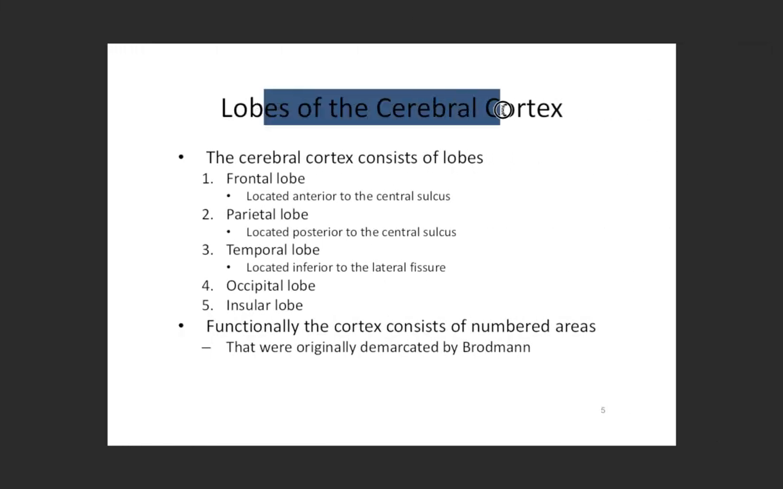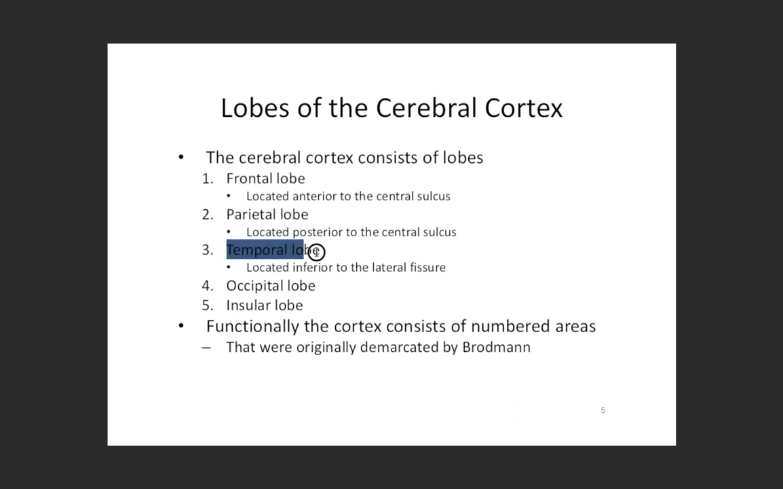So moving to the lobes of the cerebral cortex. Actually, we have said that we have cerebral cortex lobes, and these lobes are named according to the bone that covers them. We have the frontal lobe, the parietal lobe, the temporal lobe, and finally the occipital lobe. There is something called the insular lobe that is located deeply to the lateral sulcus that we are going to talk about in a moment. And all of these lobes are named, as we have mentioned, based on the bones that are located below them.